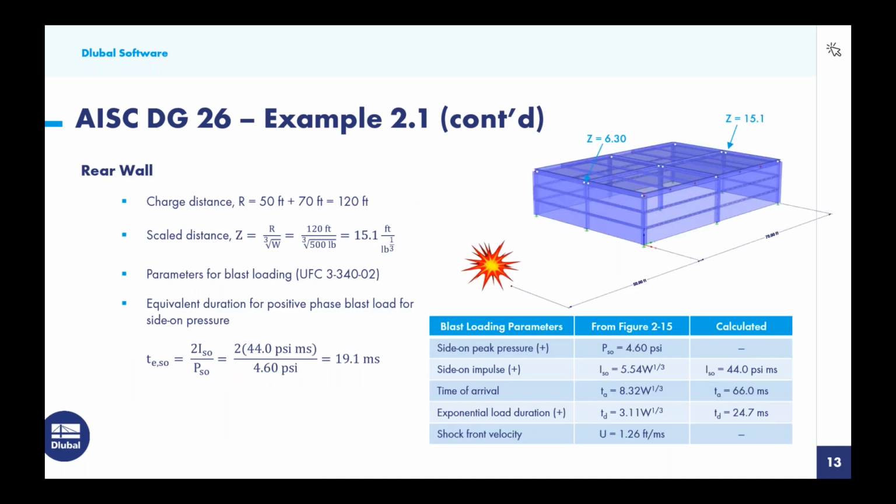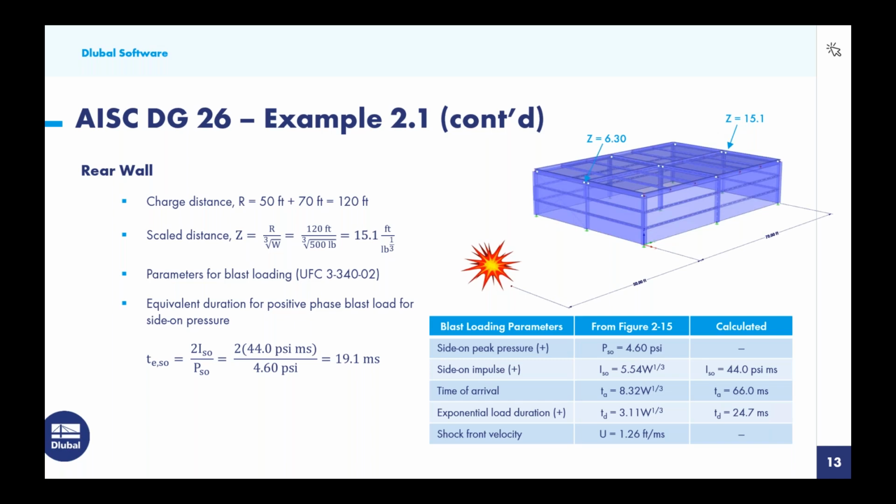Now, the final step here is the rear wall, which is a little bit different than what we just saw with the previous two structure portions. The advantage here is that our charge distance is going to be increased. So we have our blast taking place at about 50 feet away from the structure face. Well, we can also consider the full length of the structure here of 70 feet. So our new charge distance is now 120 feet. So we calculate the scale distance here with that new R value and we get 15.1. So you can see at the front of the structure, we have Z equal to 6.3. At the rear, we have Z equal to 15.1.